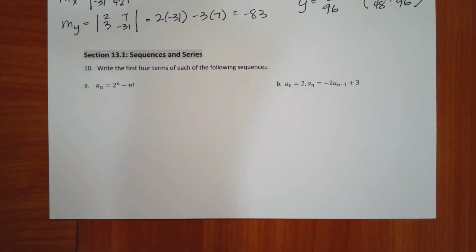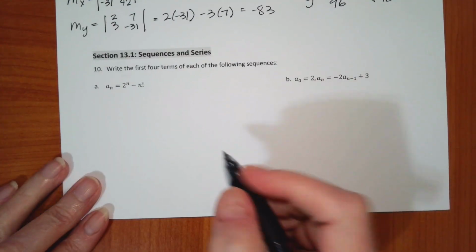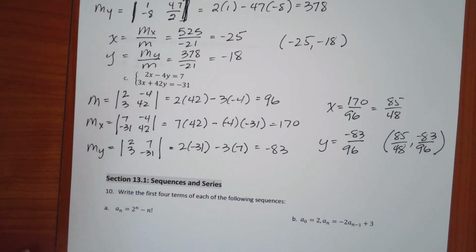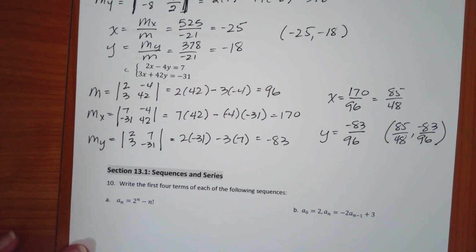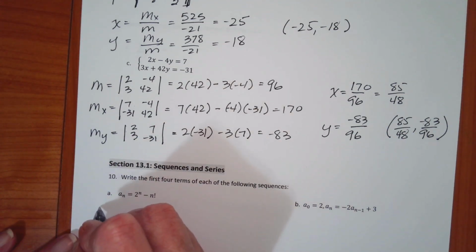Okay, let's look at sequence and series. We'll go ahead and continue this on the same video. We want to write the first four terms of each of the following sequences. Okay, so the first four terms. All right, so it doesn't give me a starting value, so I'm going to start with a sub 1.